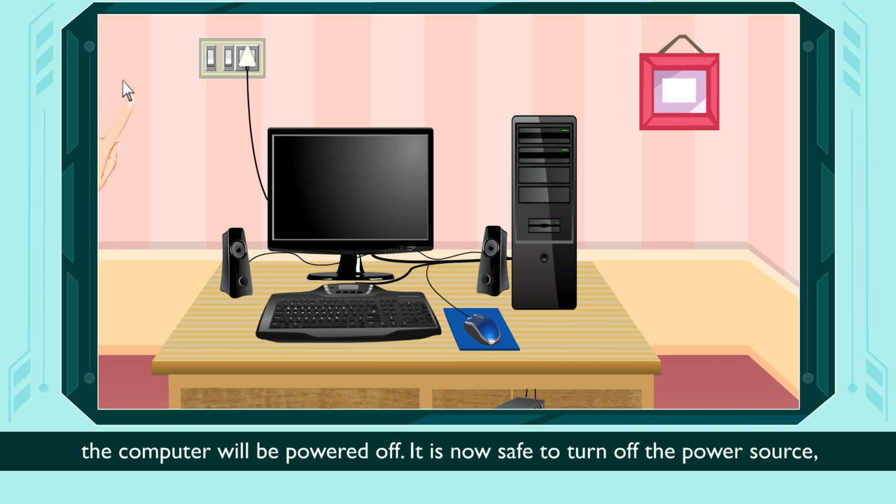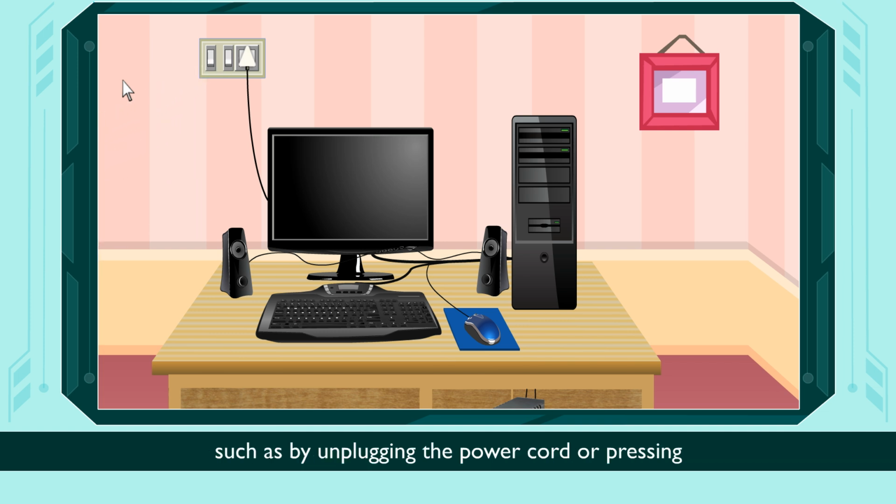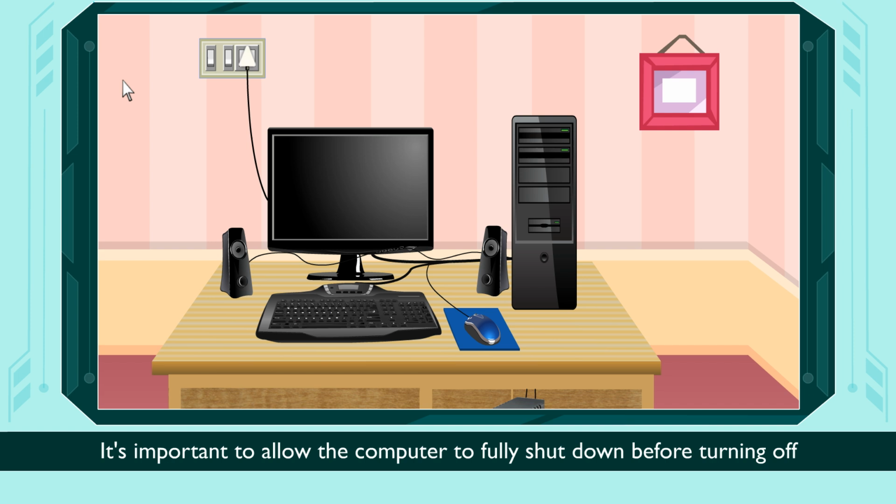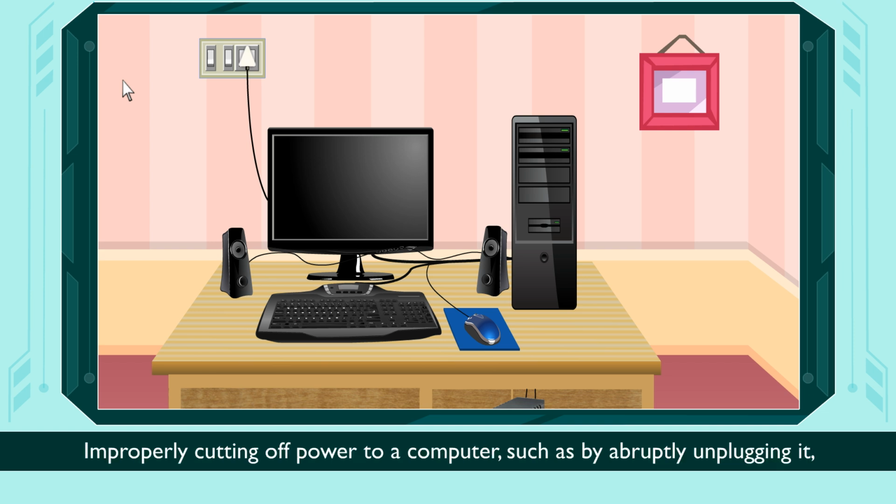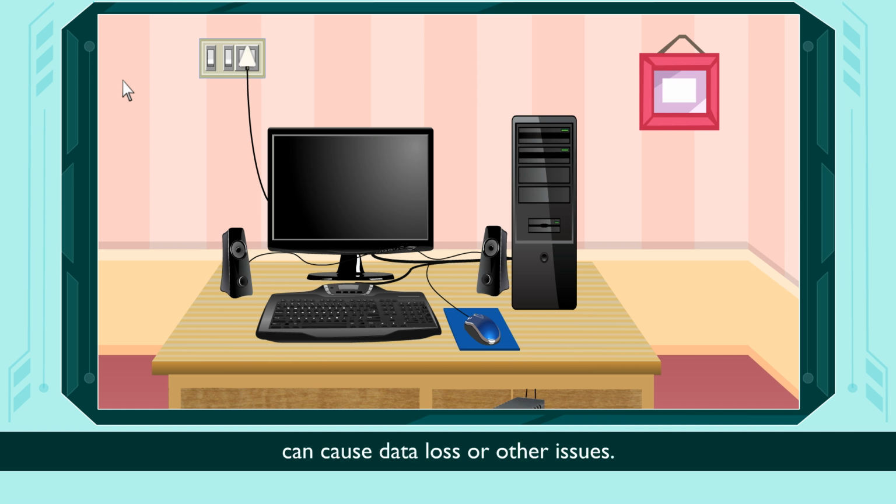It is now safe to turn off the power source, such as by unplugging the power cord or pressing the power button on the computer if applicable. It's important to allow the computer to fully shut down before turning off the power source. This ensures that all processes are properly terminated and that the system is not interrupted during critical operations. Improperly cutting off power to a computer, such as by abruptly unplugging it, can cause data loss or other issues.